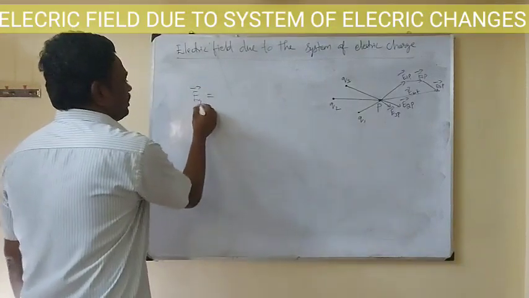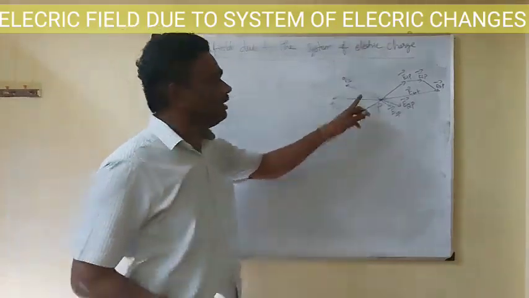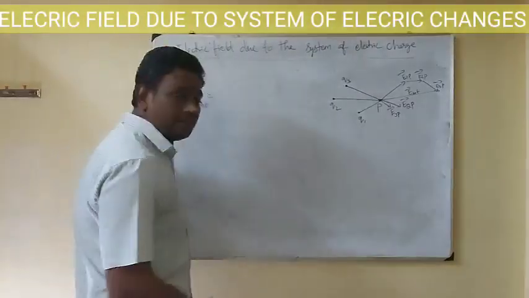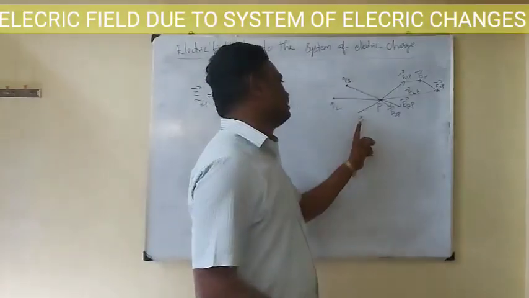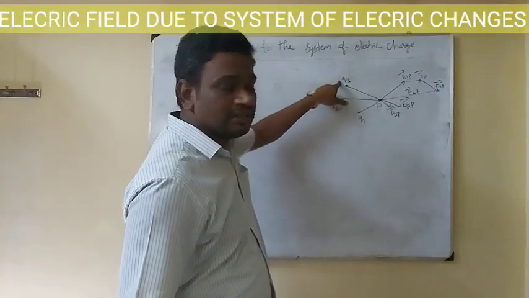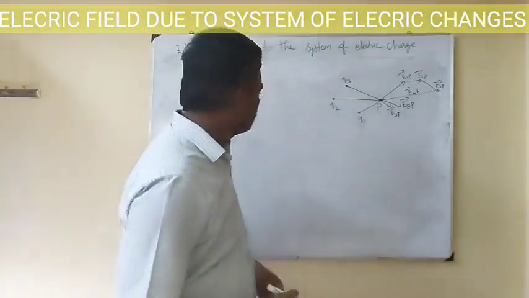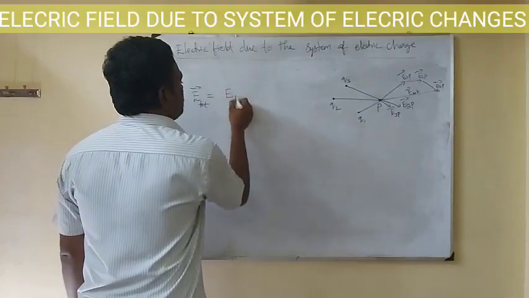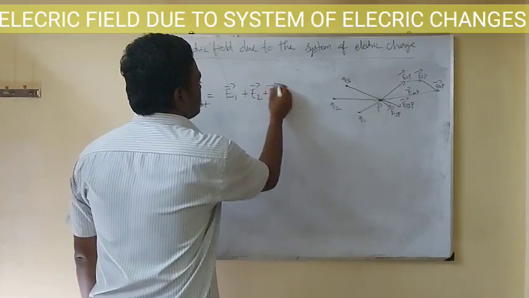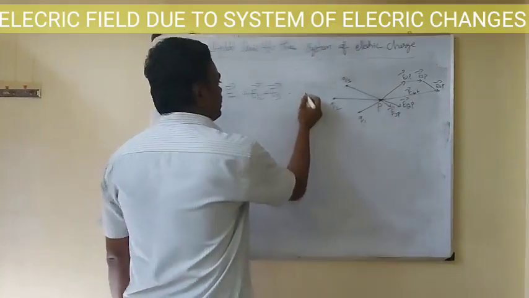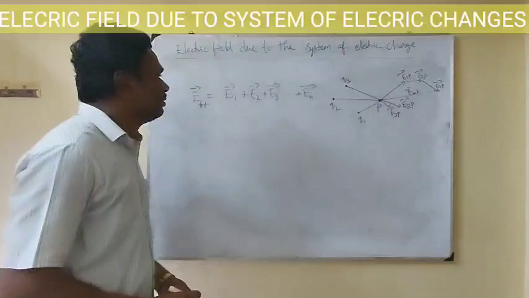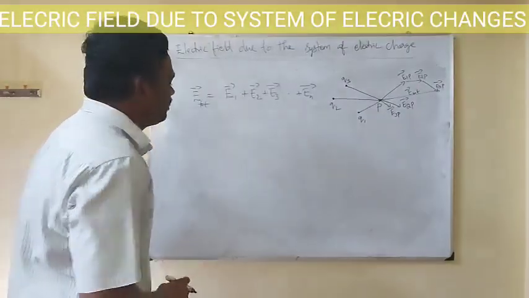So E vector, E total, is the total electric field at the point P. It is equal to the vector sum of the electric fields due to the individual charges. Here, the electric field due to the charge Q1, the electric field due to the charge Q2, and the electric field due to the charge Q3. That is E1 vector plus E2 vector plus E3 vector up to En. Suppose the system has n number of charged particles, we can write the total electric field this way.